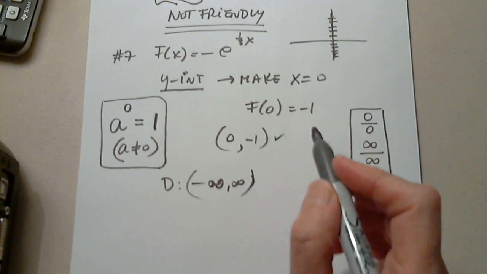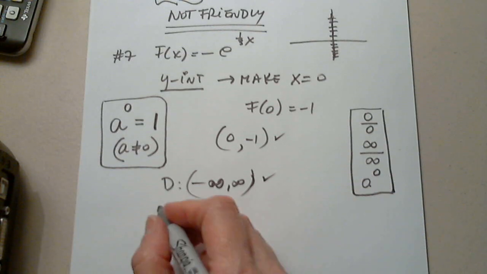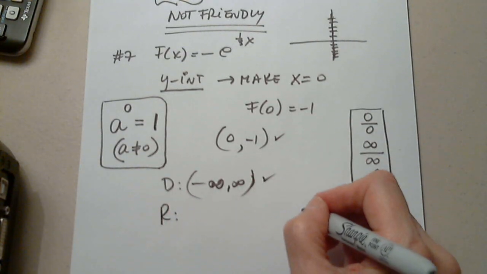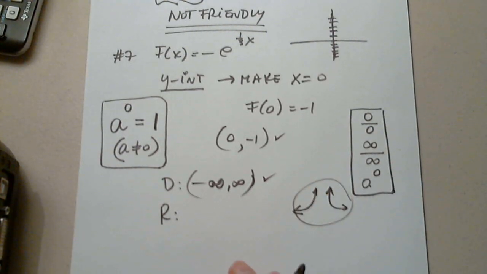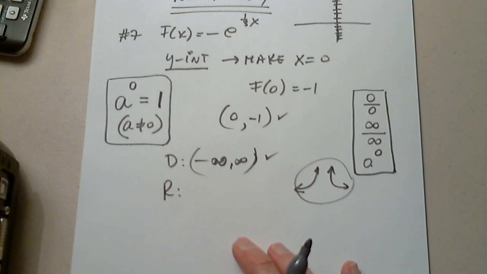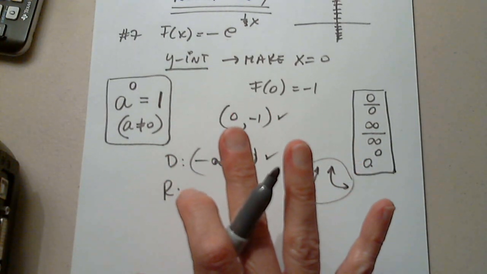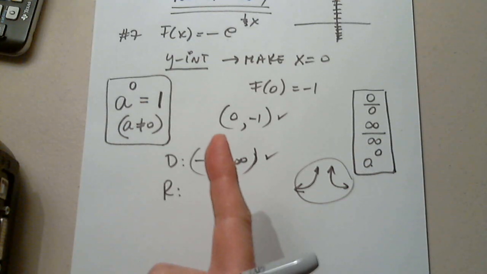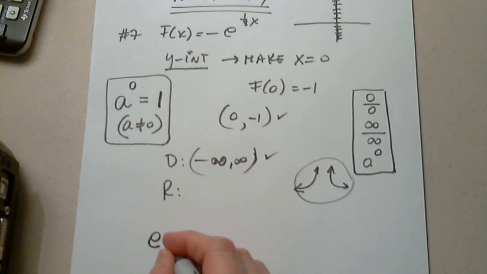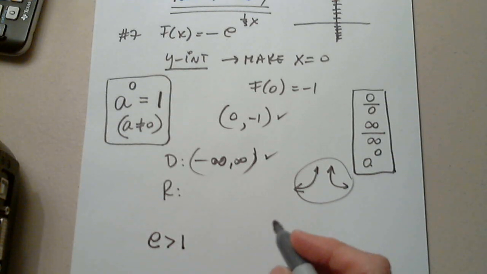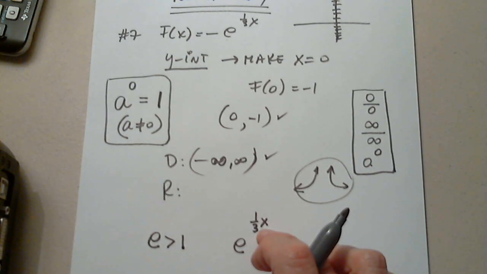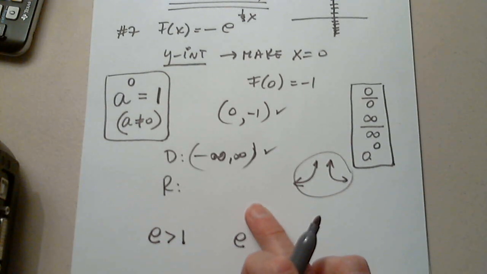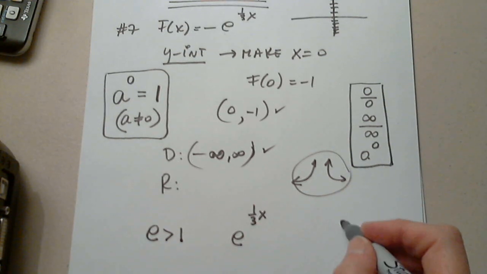They want us to determine the y-intercept. They want us to determine the domain. They want us to find the range. And they want us to identify whether the function is increasing or decreasing. So these are the next two questions. So let's analyze piece by piece. The base is a number greater than 1. Then I have the base raised to a power. I don't care about the power, right? 1/3 x. So this must be an increasing situation.